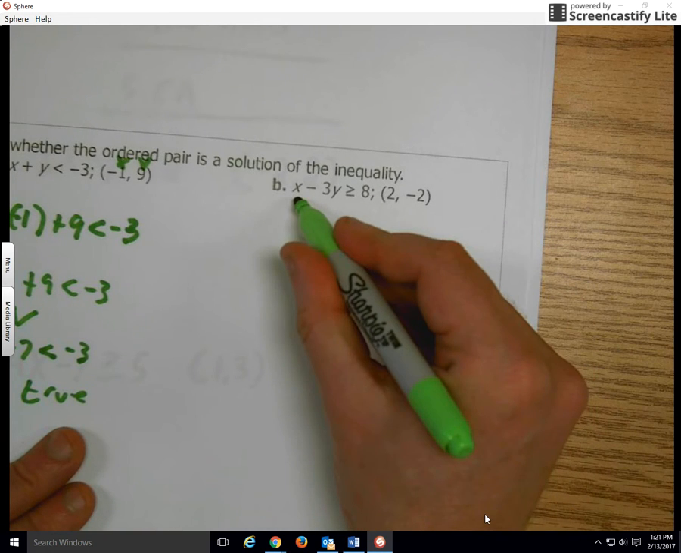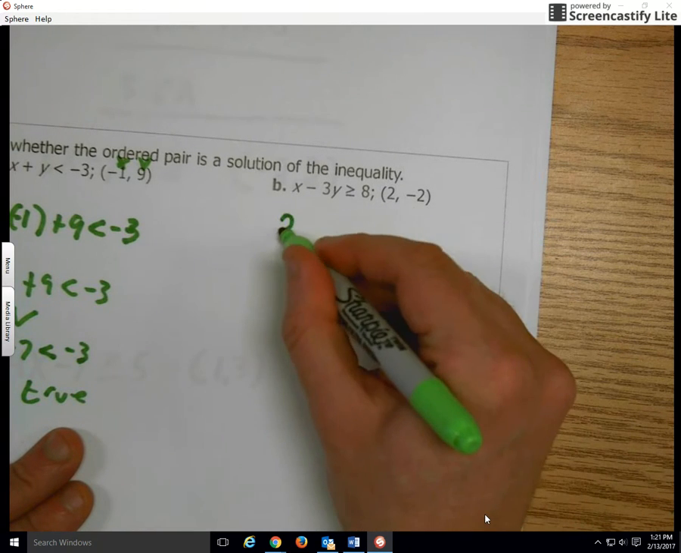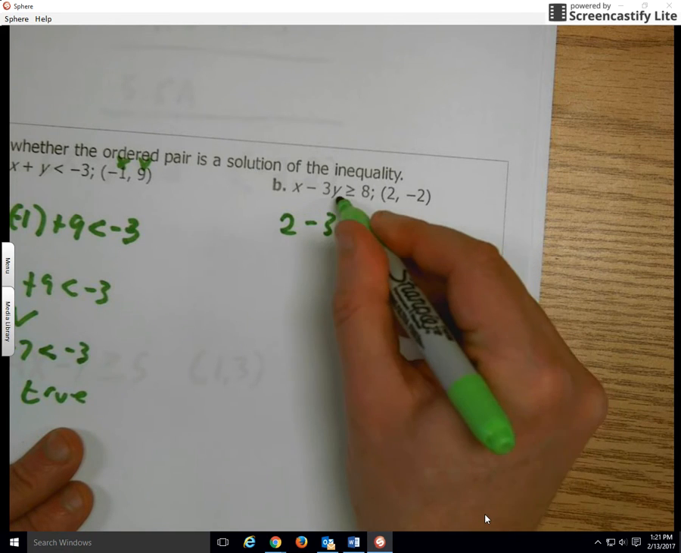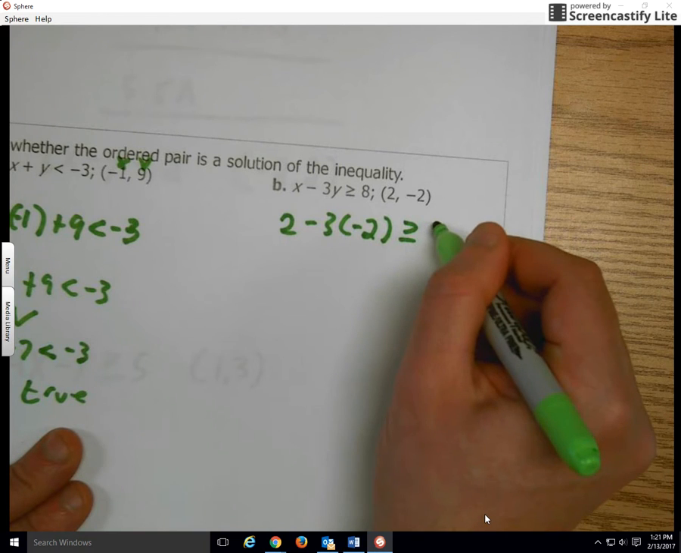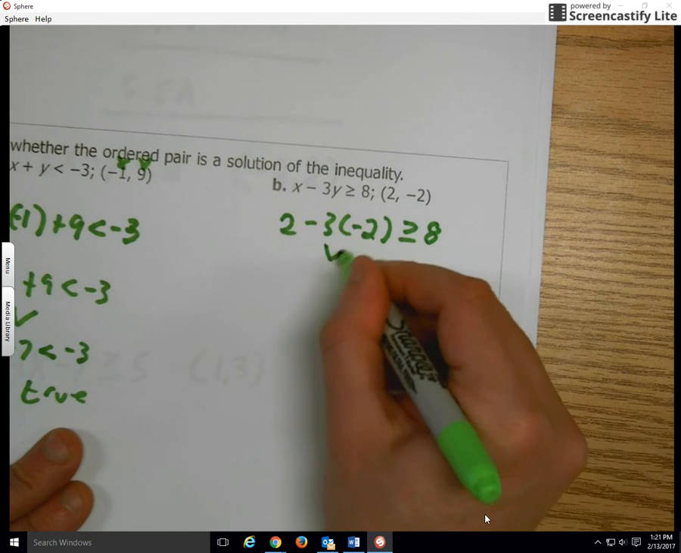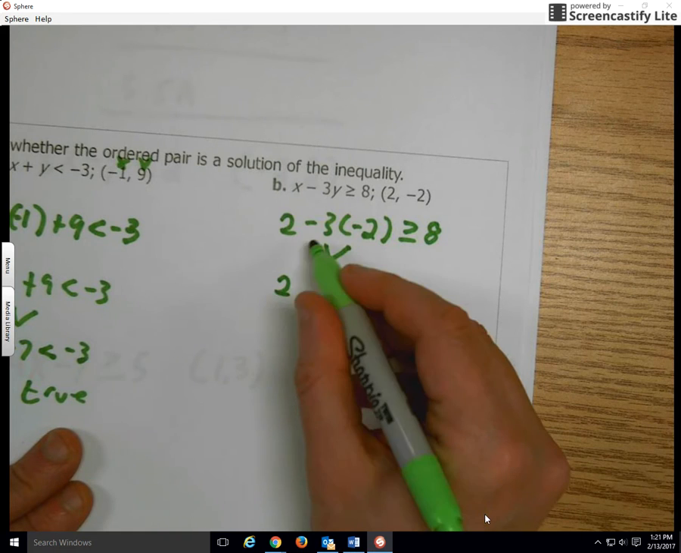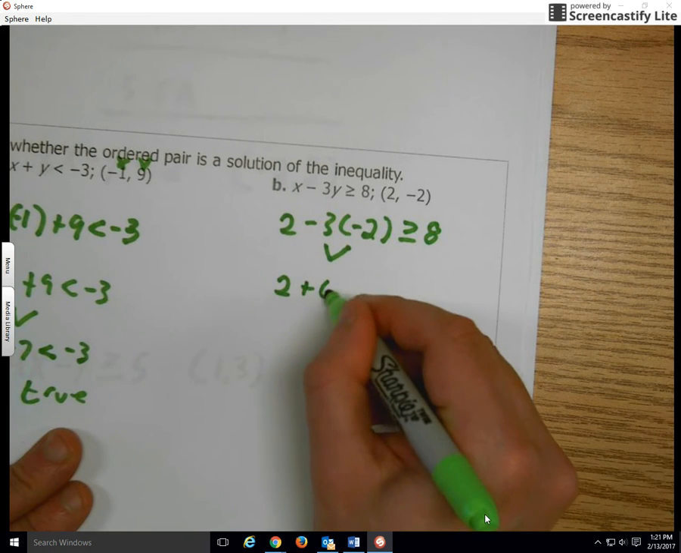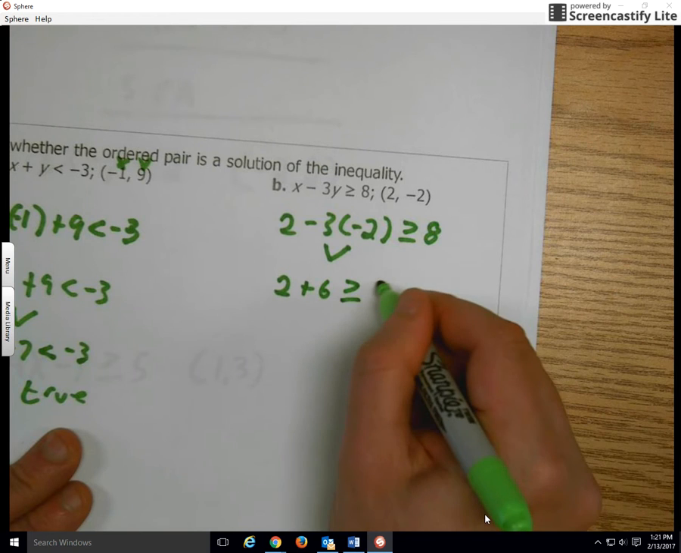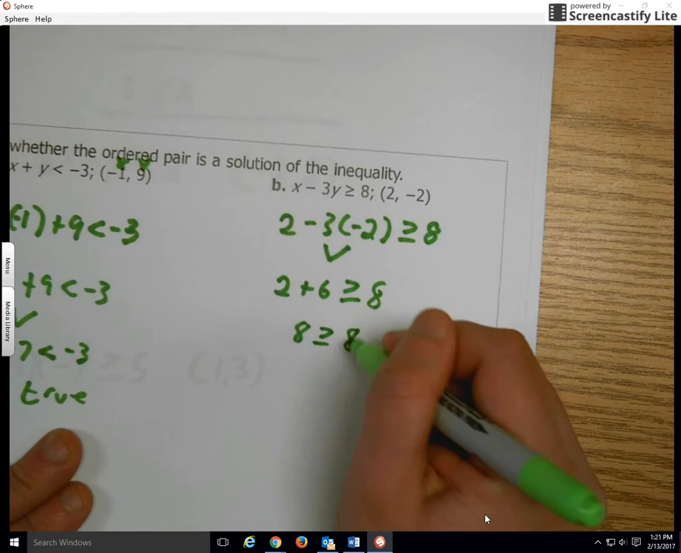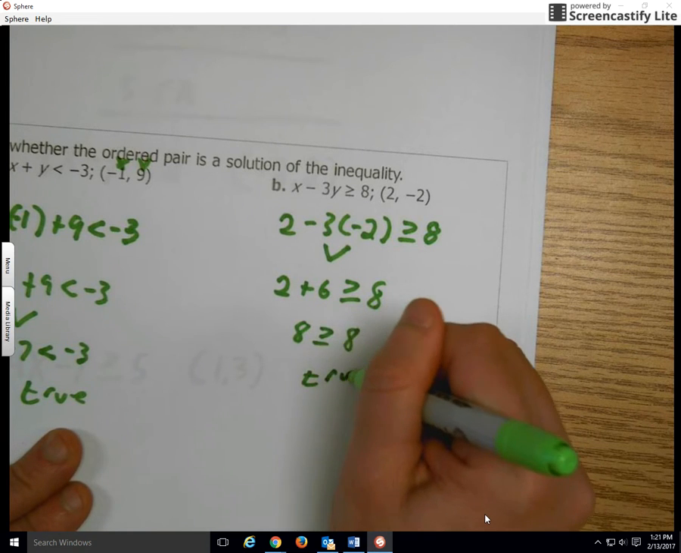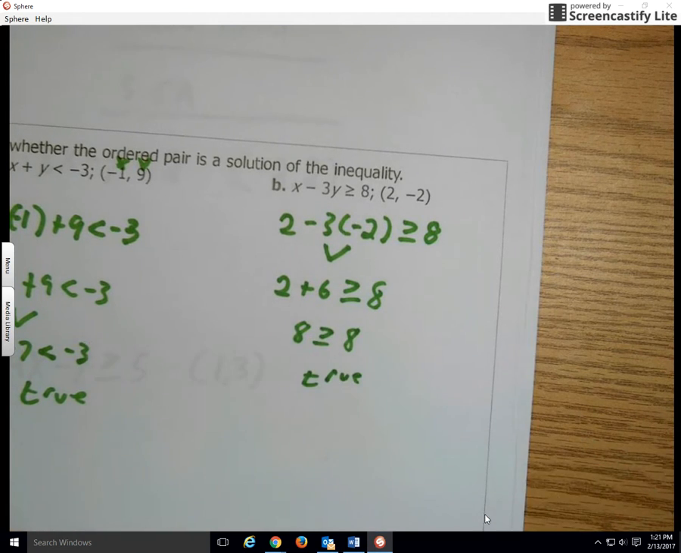So in substitute for the x, which one of these is the x? Well, it's the 2. And substitute for the y, which one's the y? It's the negative 2. Bring everything else down. We'll do our order of operations. Is 8 greater than or equal to 8? Yes, it is. It's true. So in this case, we look at both of these, and they're both true.